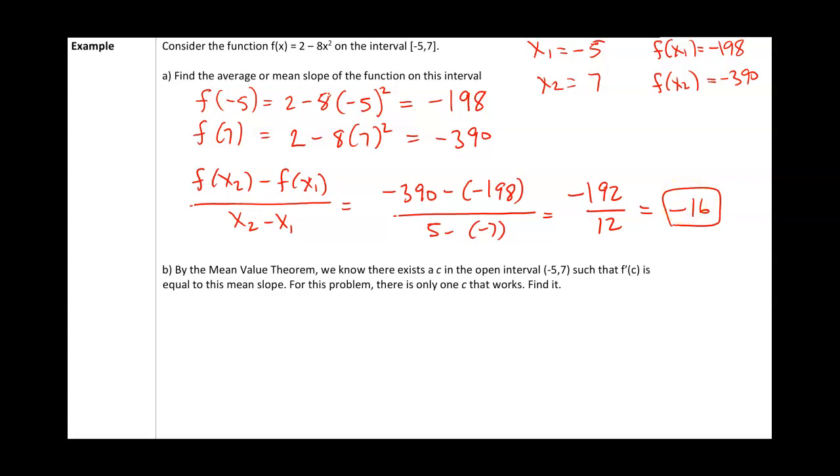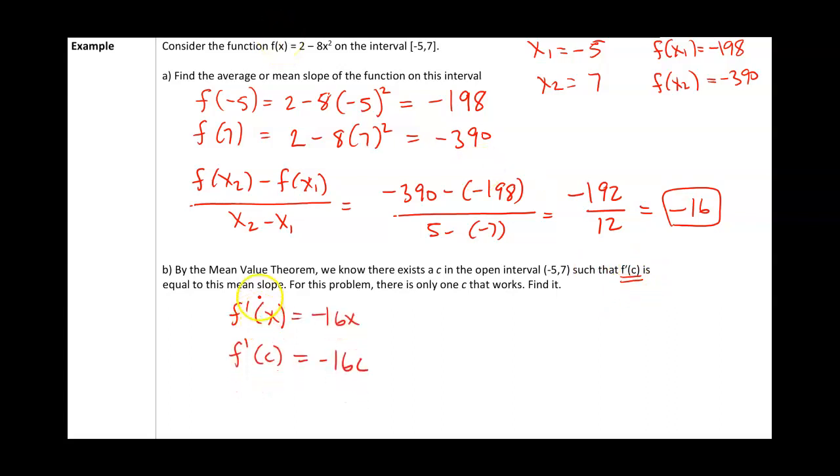Then it says by the mean value theorem, we know that there exists a point c in the open interval (-5, 7) such that f prime of c is equal to this slope. So we've got to find out what f prime of c is. Before we can do that, let's first find f prime of x.